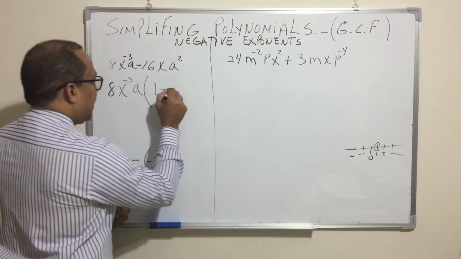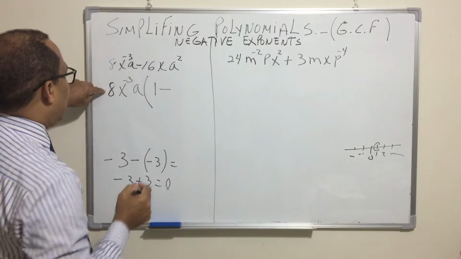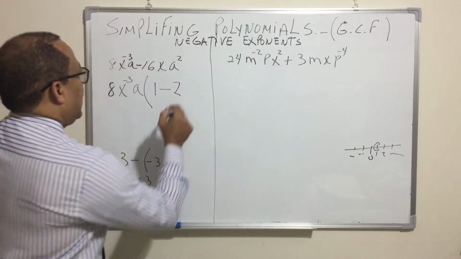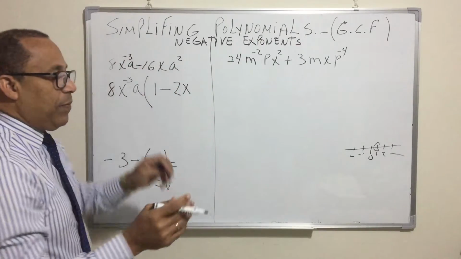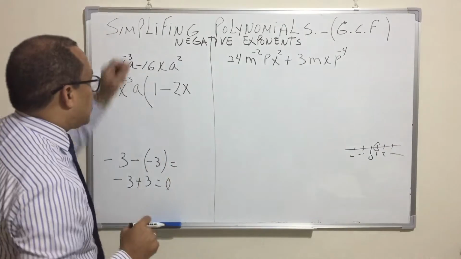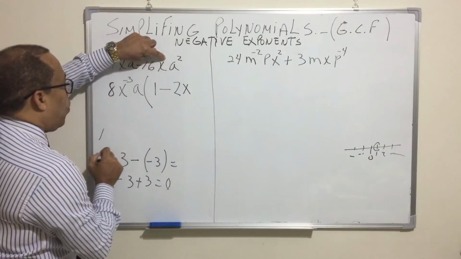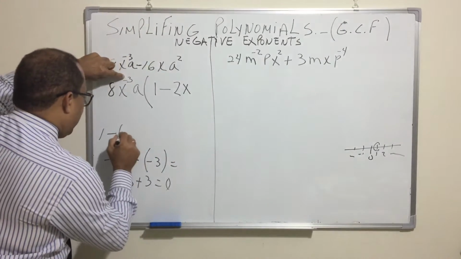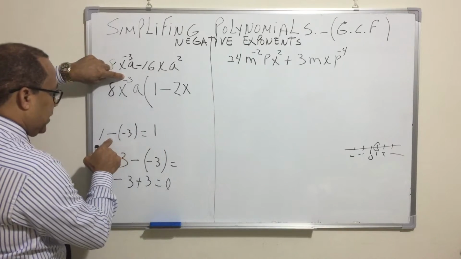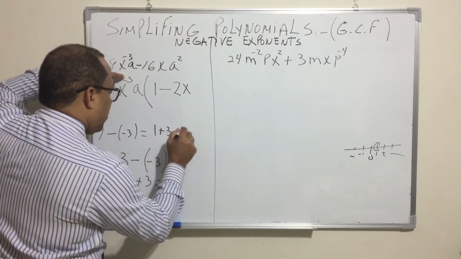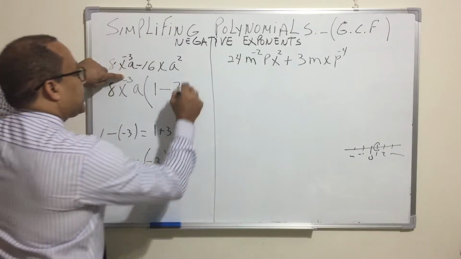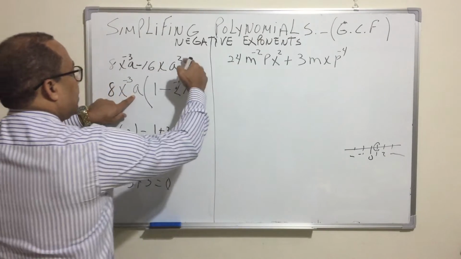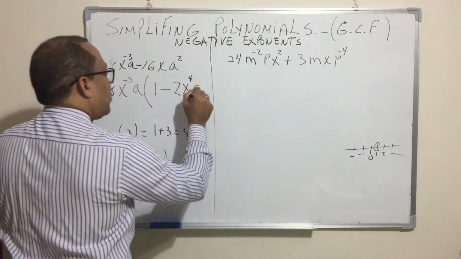Negative divided by positive is negative. 16 divided by 8 is 2. X to the first divided by x to the negative 3 is x. Let's get the exponent. Remember, when dividing, we subtract the exponents. So I'm subtracting: 1 minus negative 3 equals 1 plus 3, which equals 4. So it's x to the fourth power. A to the second divided by a: 2 minus 1 is 1, so it's a to the first.